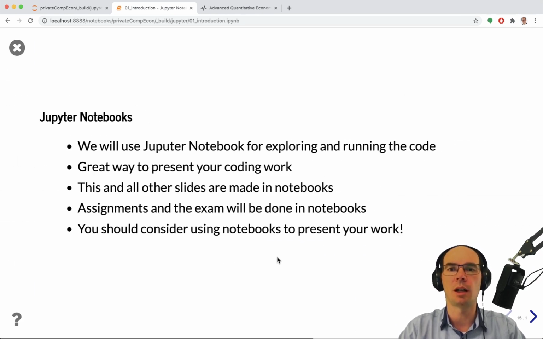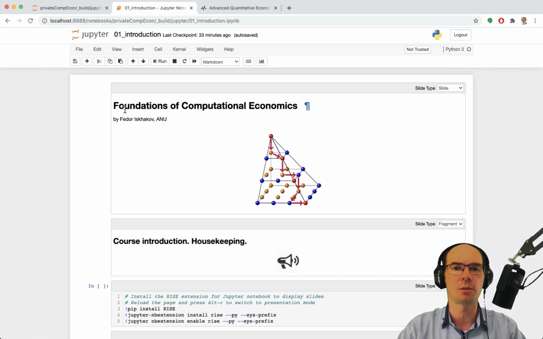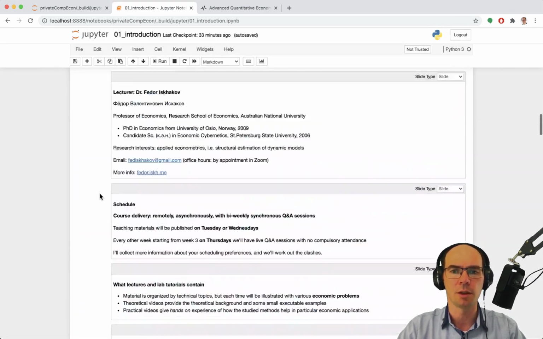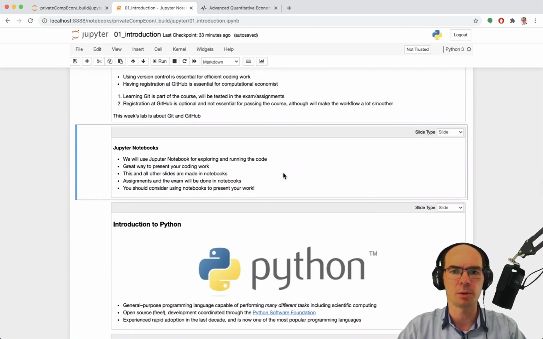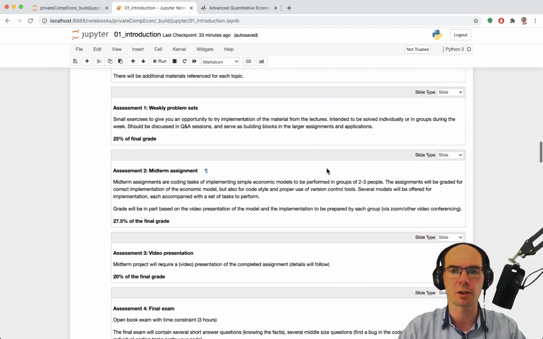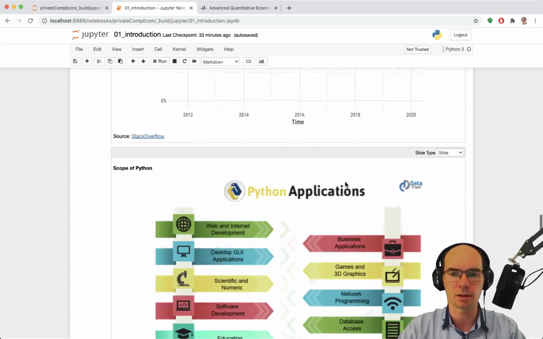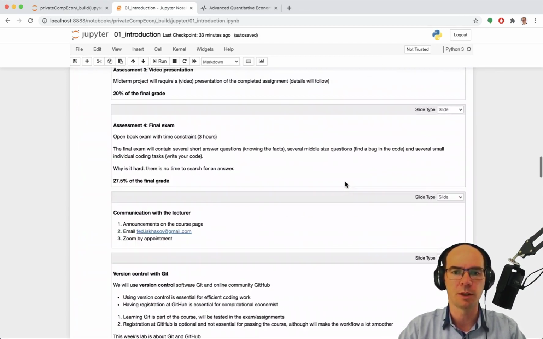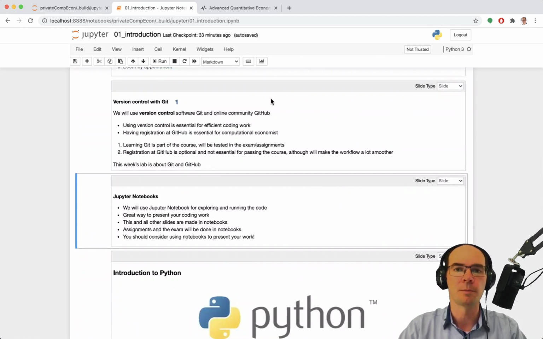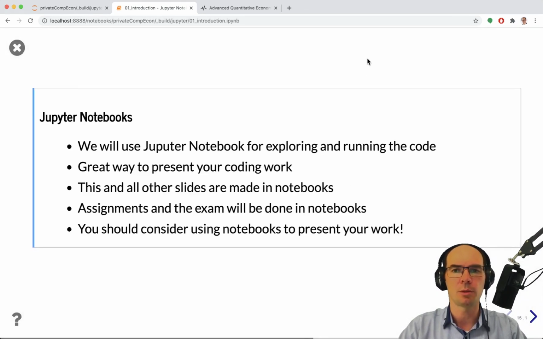Now, I will be using Jupyter Notebooks. We are looking at a Jupyter Notebook right now. This is in slides mode, but it's actually a collection of cells, as you can see here. And you can put text and LaTeX, math, pictures, whatever, into these cells, but also code. And so this will be quite useful.